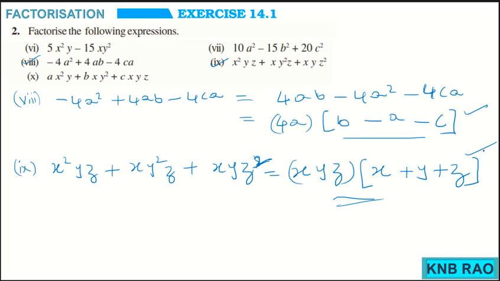This is the factorization. So, rest of the questions you do it on your own. I will give them as homework for you: 6th one, 7th one and 10th one.